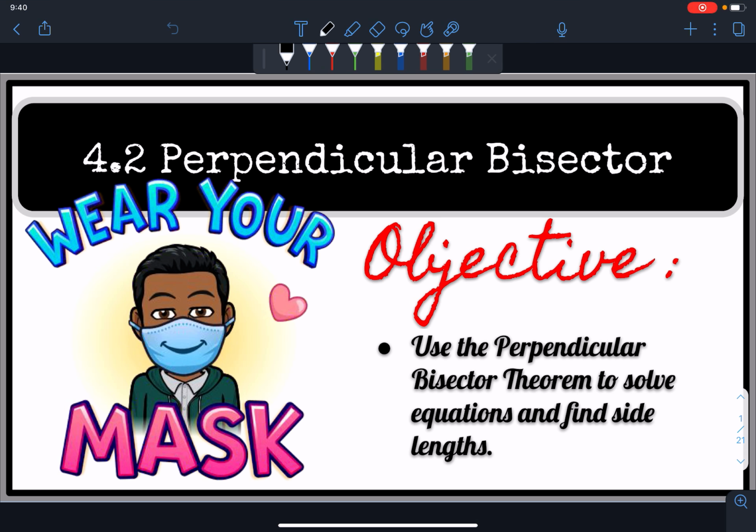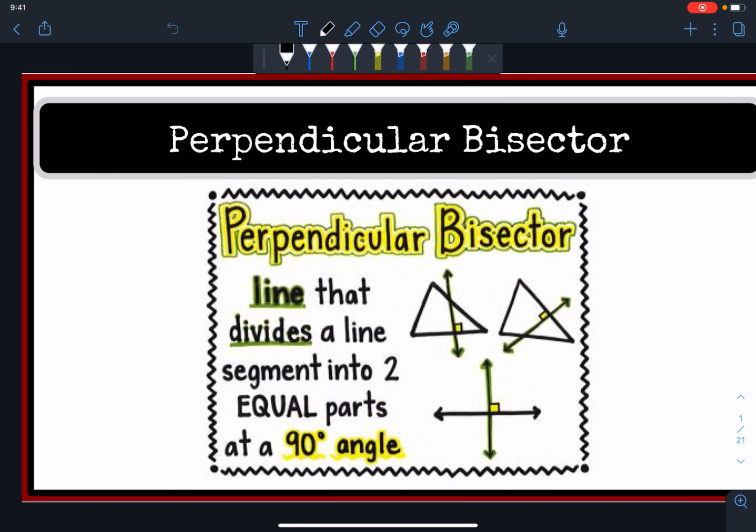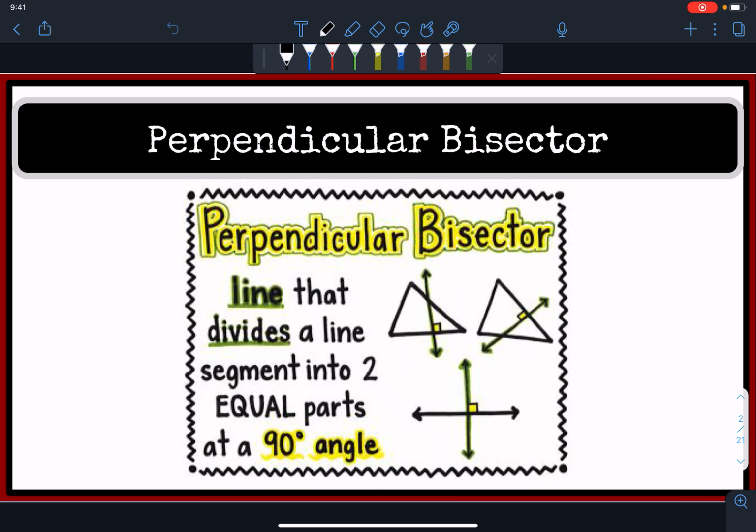Well, hello. In this video, I am going to go over the perpendicular bisector theorem to solve equations and find side lengths. Let's start off with what a perpendicular bisector is. A perpendicular bisector does two things. It divides the base that it intersects with into two equal parts, and it intersects it at a 90-degree angle.